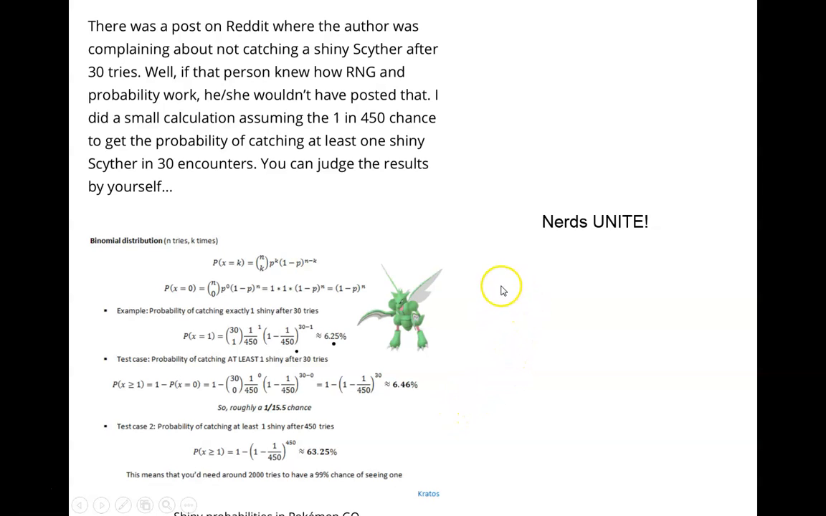This I found. I don't know how exactly I found this, but I was browsing through something, and this. I'm not going to read this whole thing to you, but this is using the binomial process to figure out what are the chances of encountering a shiny scyther with 30 tries, if you've got a 1 in 450 chance on each try of getting a shiny. So anyway, as I say, nerds unite. I still play Pokemon Go, although I'm starting to drift away from it. Starting to lose its draw.